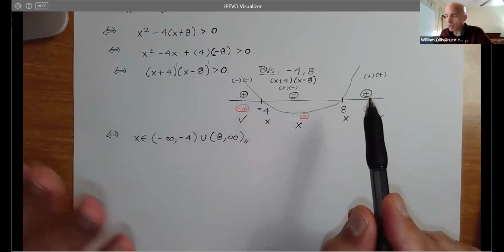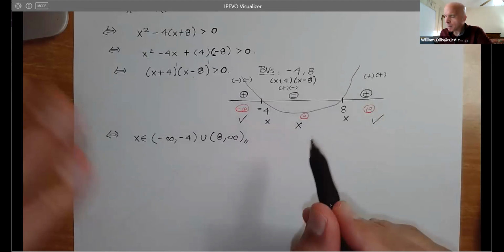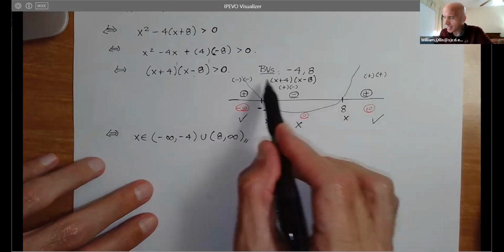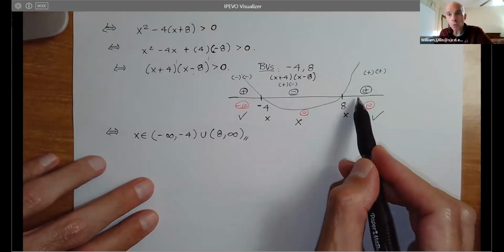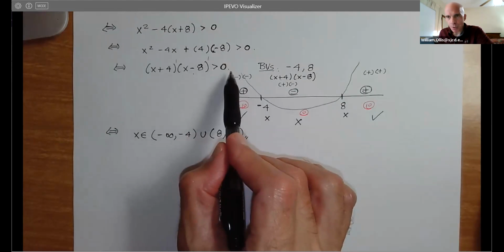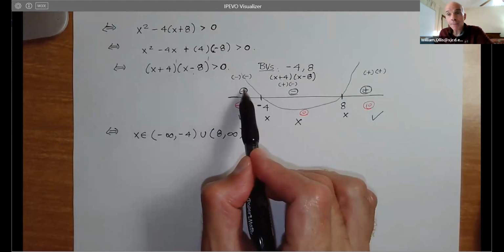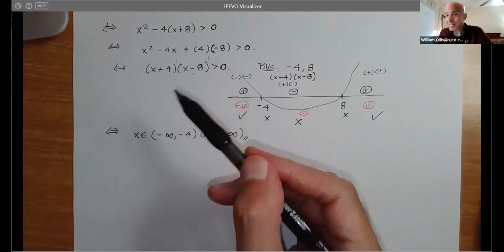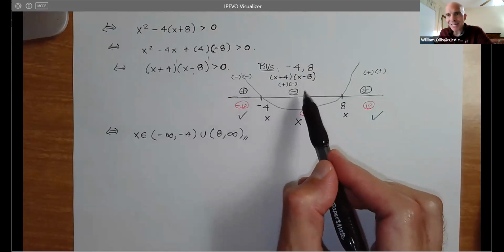Or for right now, you can say, all right, well, that's good, but I like the test point because I can easily check the sign. So again, just remember, if something is greater than 0, that something must be positive. If something is less than 0, that something must be negative.